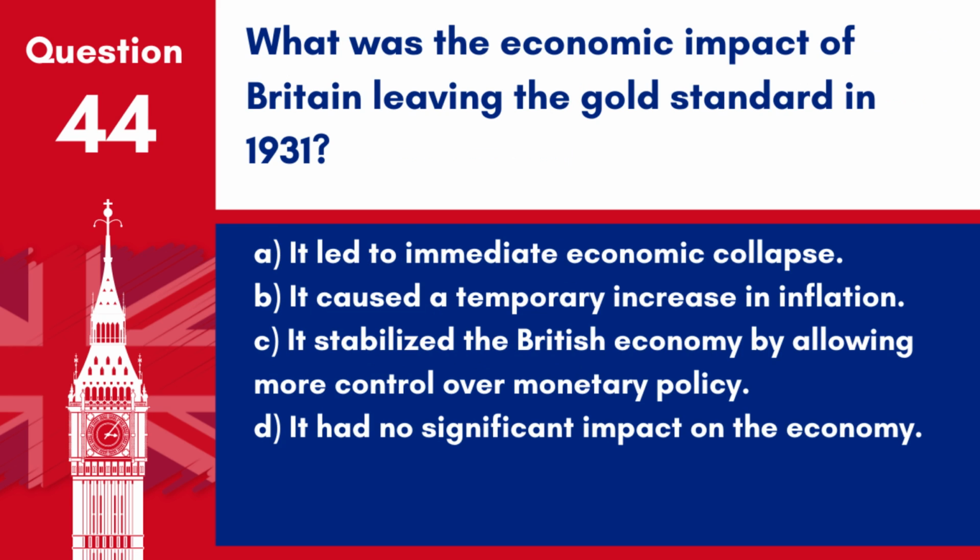Question 44. What was the economic impact of Britain leaving the gold standard in 1931? A. It led to immediate economic collapse. B. It caused a temporary increase in inflation. C. It stabilized the British economy by allowing more control over monetary policy. D. It had no significant impact on the economy.